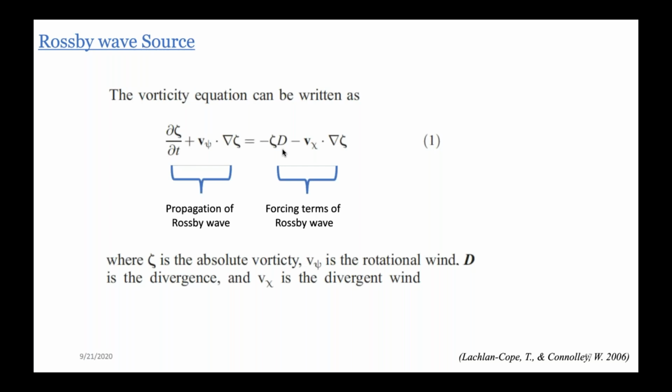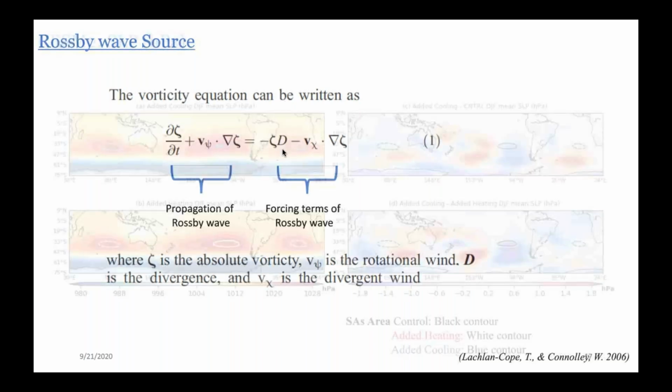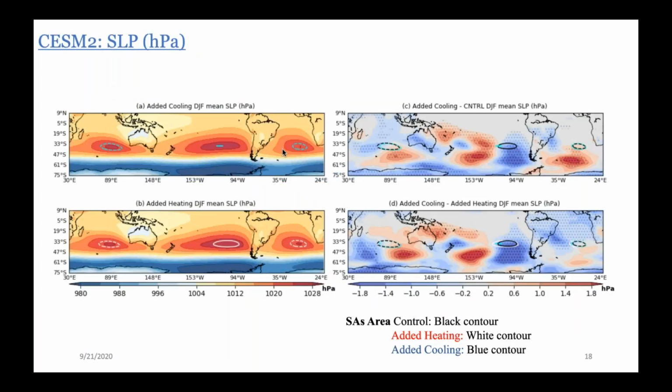Now let's look into how it actually influences the anticyclone. So these are the same figures as the last figures, but for sea level pressure. This is for 30 years of cooling. This is for 30 years of heating. And the top right is added cooling minus control. And the bottom right is added cooling minus added heating. I want to focus on these two figures basically, which kind of explain everything.